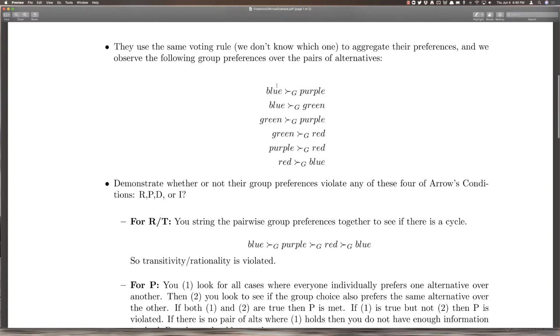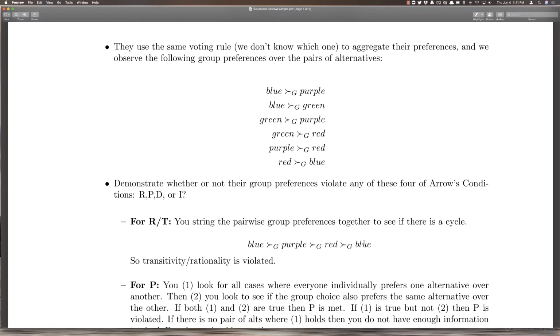Pick any of these group level pairings, or comparisons, and then just start stringing them together. So I just picked the top two here. The group prefers blue over purple. And then I went and found a purple over here, and I just added it on. So the group prefers blue to purple, and they prefer purple to red. So that's what I got here: blue to purple, purple to red. And then I need to find a red over here. Here's a red. The group also prefers red to blue.